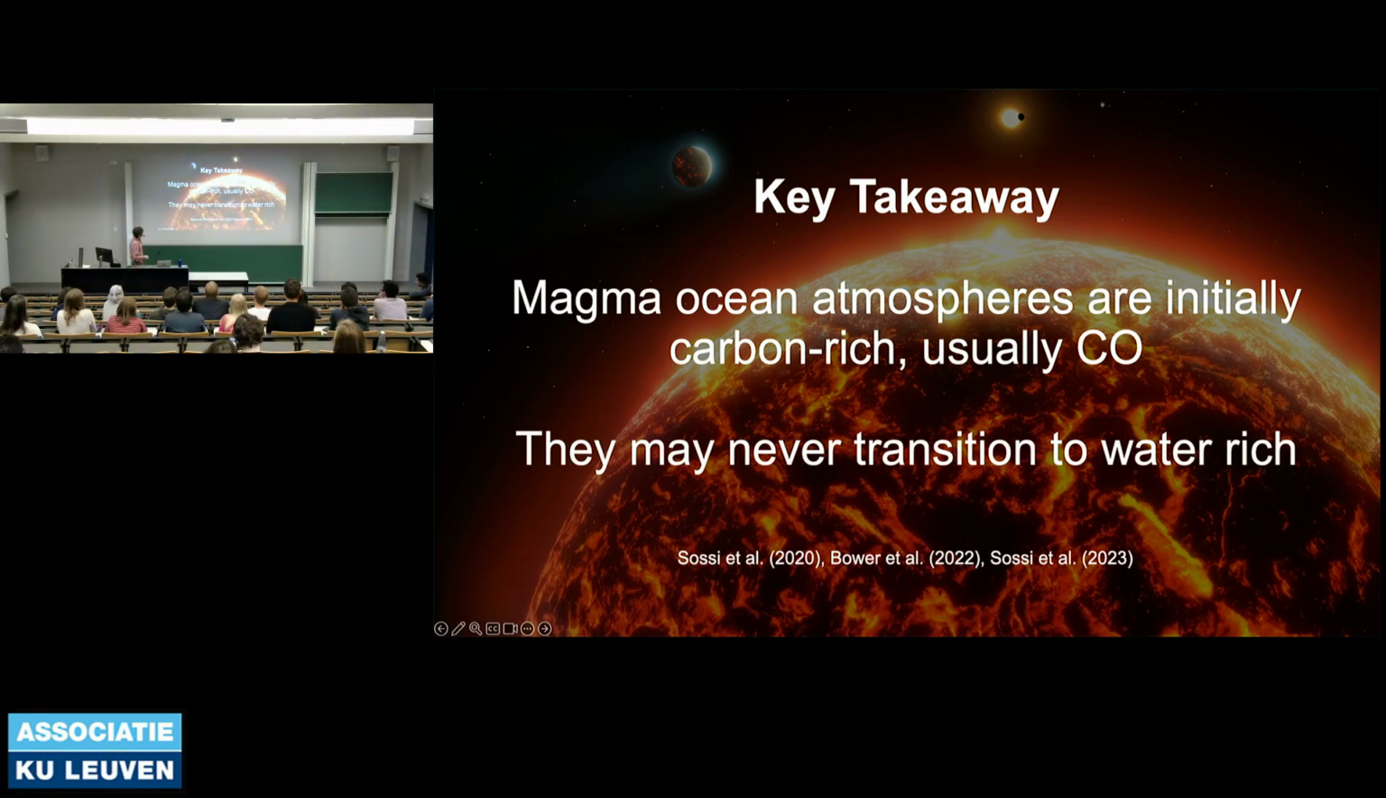So this is the key takeaway from this section. Magma ocean atmospheres are initially carbon-rich, usually carbon monoxide. So if we're thinking about planet formation and evolution, we should be starting with a CO-rich atmosphere, and then moving from that position, not starting with a steam atmosphere. They may never transition to water-rich. A lot of things have to go your way in order for the atmosphere to actually become dominant with H2O and effectively steam. And this is work that we've been demonstrating over the last few years.